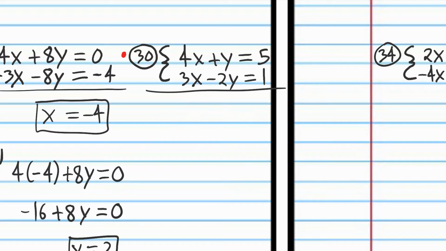So we have to do something first. We're going to have to change one of these equations so that the two coefficients are the same. So what we're going to do is multiply both sides of the top equation by 2, because I want a 2 right here. I have a negative 2 here, so in order for them to eliminate, I need a positive 2 here.